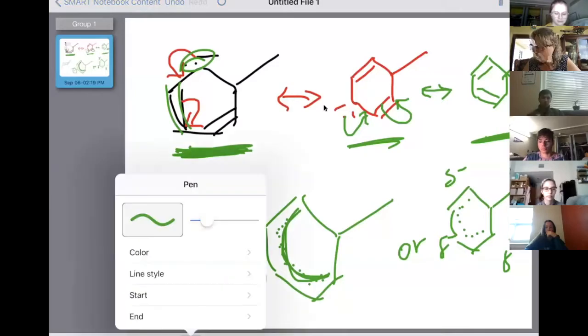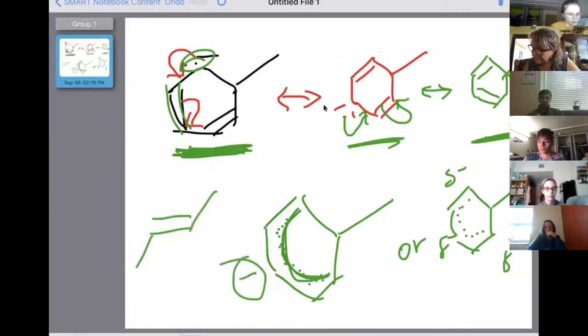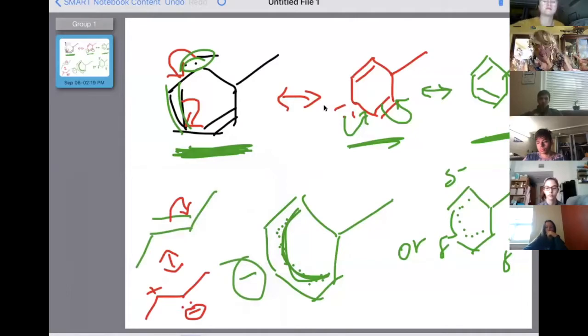Technically, you can move the electrons this way where you just kick these up. And so your resonance structure looks like this, where you have a positive charge here and a negative charge here, right? You can do that, but that's not going to be a major contributor. The major contributors are going to be the patterns that we talked about.